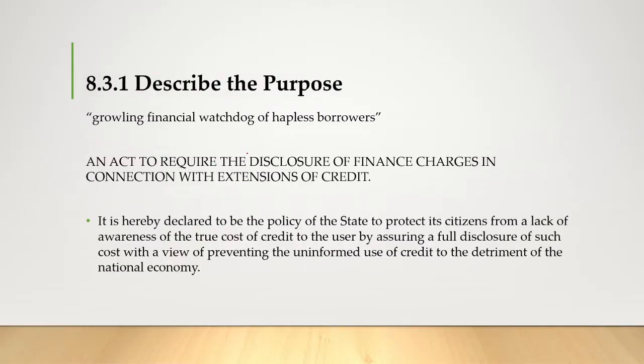The Truth in Lending Act has been described as the growling financial watchdog of helpless borrowers. In one of the Supreme Court cases, it has been called the growling financial watchdog of helpless borrowers. At the end of this video, you will know the reason why it is called that. The Truth in Lending Act is Republic Act number 6735, or an act to require the disclosure of finance charges in connection with extensions of credit. From the title itself, you'll know the reason behind the law: the disclosure of finance charges in connection with extensions of credit.